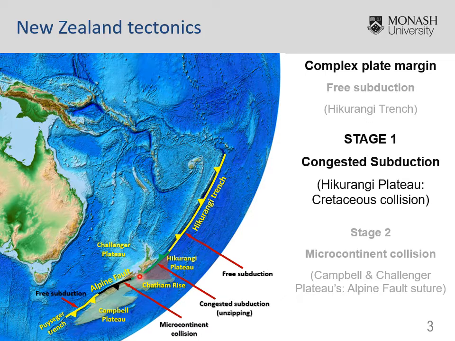The first stage records the congested subduction between the Hikurangi Plateau and the eastern Gondwana margin, and the second stage is the present day configuration where the Chatham Rise and the Campbell Plateau are essentially locking up this margin here and causing the localised tectonics.